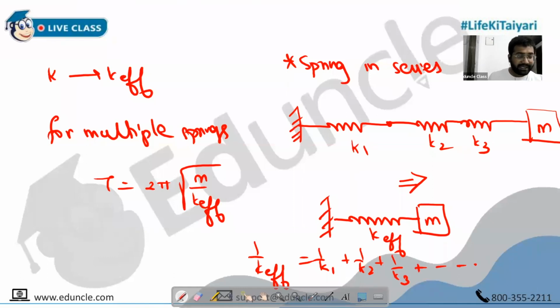Obviously, we are not taking that right now in this 1.5 hour class. Okay? So 1 upon K effective is 1 upon K1, plus 1 upon K2, plus 1 upon K3, and it goes on. So in series, there is reciprocal addition, and in parallel, there is direct addition. It is similar to capacitors, you know. For capacitors also, if capacitors are in series, there is reciprocal addition. If capacitors are in parallel, then there is direct addition. But for resistors and inductors, you have direct addition for series and reciprocal addition for parallel.